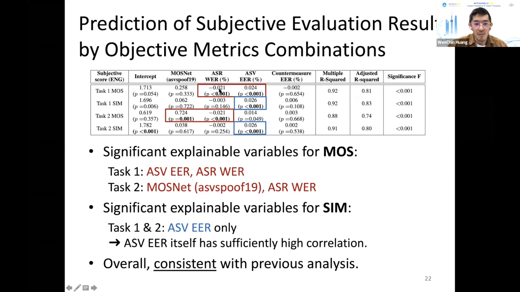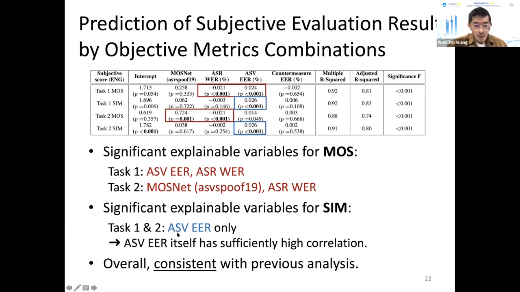For example, in task one MOS, we have ASR and ASV. For task two, we have MOSNET and ASR. And for similarity, we can see that only the ASV equal error rate score is significantly explainable. So what we want to say here is that we think that the ASV EER itself is sufficiently explainable for the similarity score because it itself has pretty high correlation.